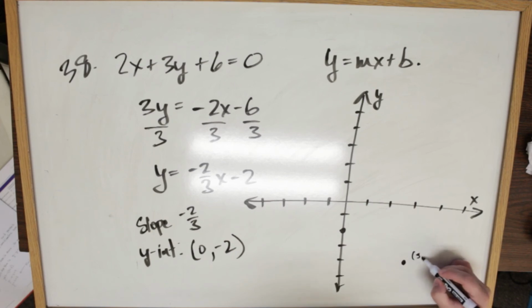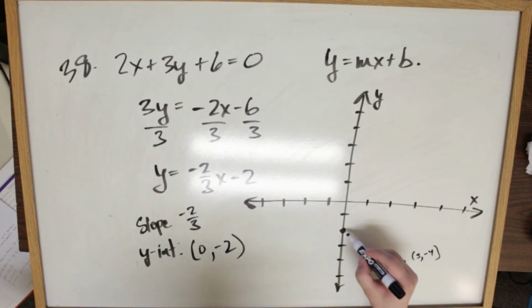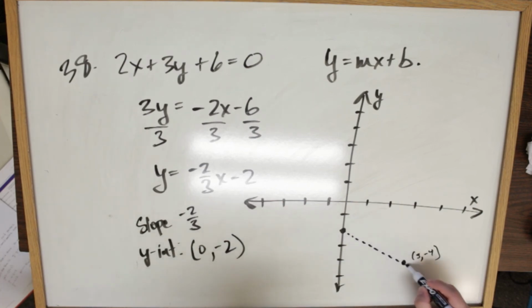3, minus 4? Okay. So the line should go right through that point.